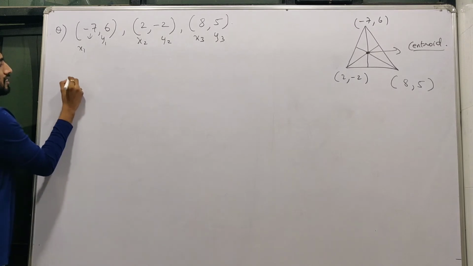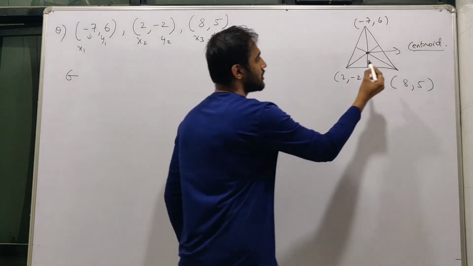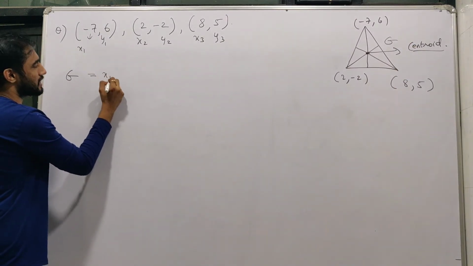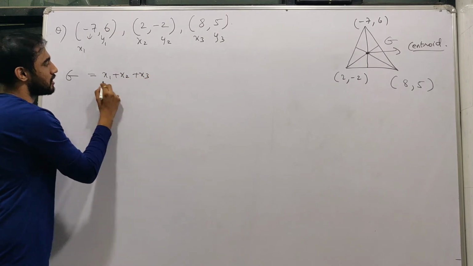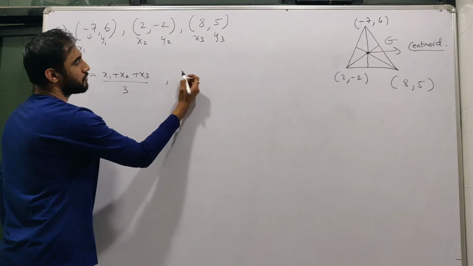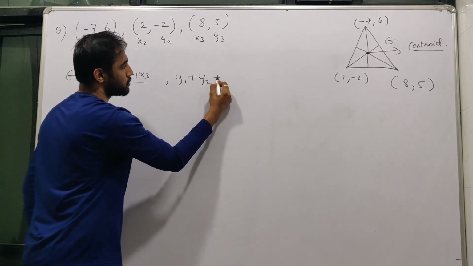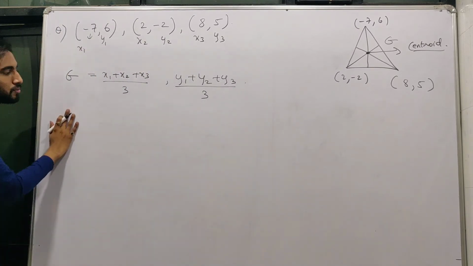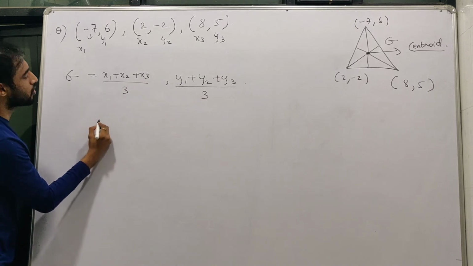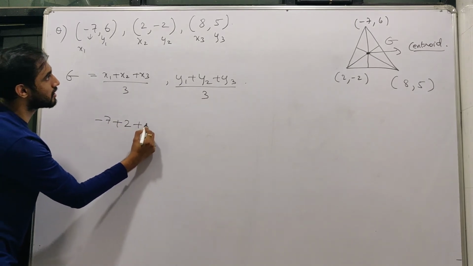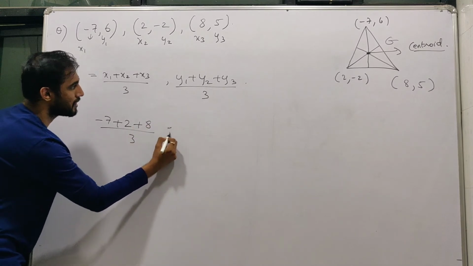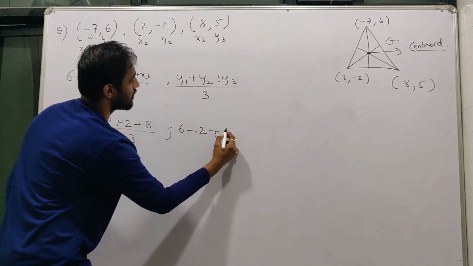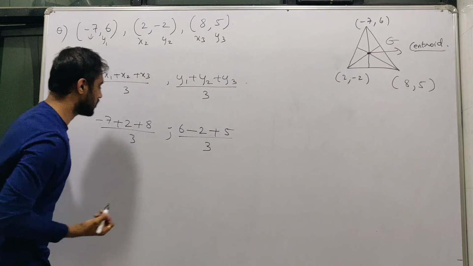The centroid is denoted by G. So for point G, the formula is (x1 plus x2 plus x3) upon 3 for the x coordinate. For the y coordinate, the formula is (y1 plus y2 plus y3) upon 3. So all we have to do now is substitute the values. x1 coordinate is minus 7, x2 coordinate is 2 and x3 coordinate is 8, upon 3. Similarly, y1 coordinate is 6, y2 coordinate is minus 2 and y3 coordinate is 5, the whole upon 3.